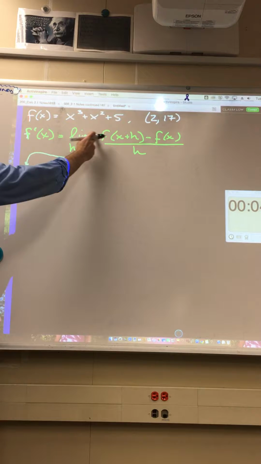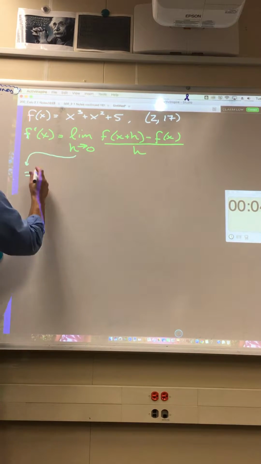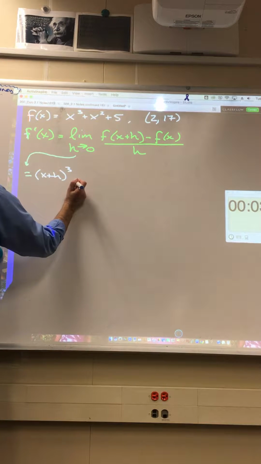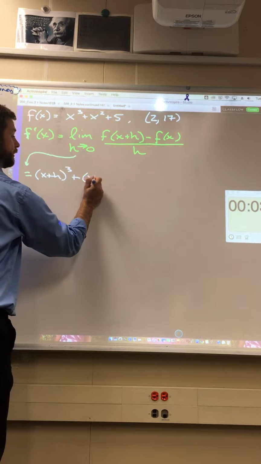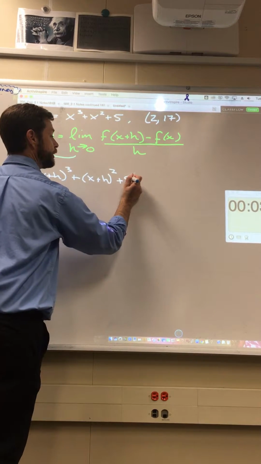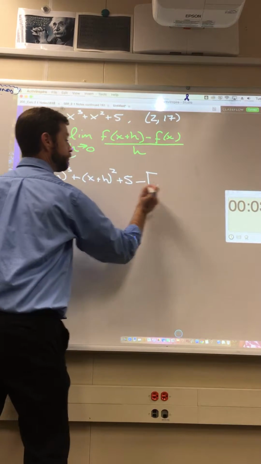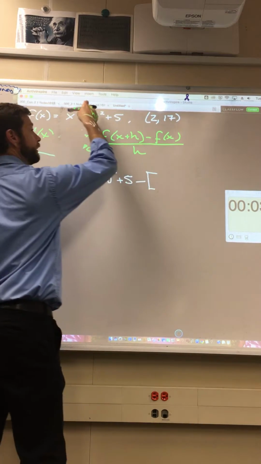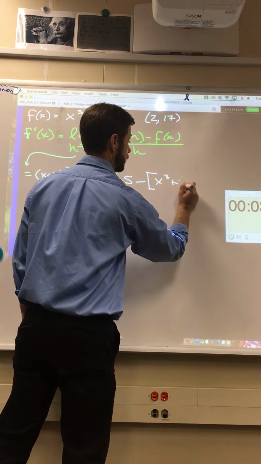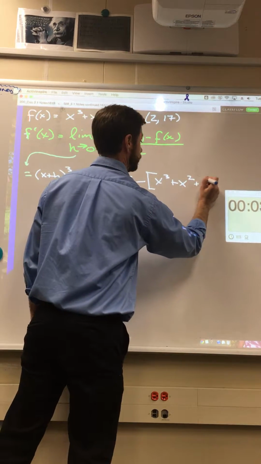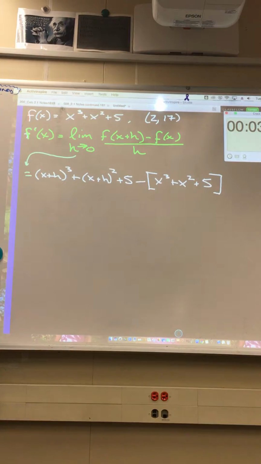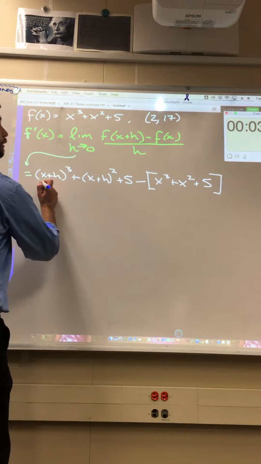f of x plus h. So I've got x plus h quantity cubed plus x plus h quantity squared plus 5 minus, now careful use of brackets, minus the actual function. So that's x cubed plus x squared plus 5, and that nonsense all over h.